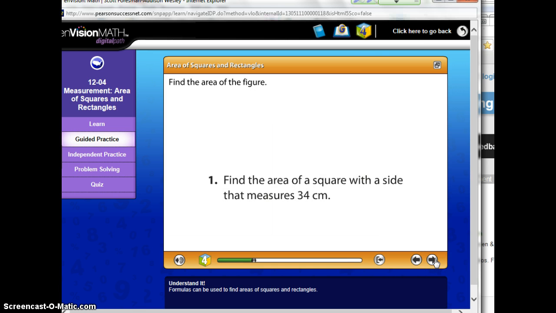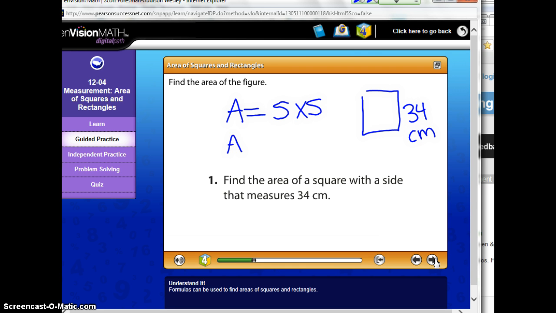Let's find the area of a square. Now, I'm going to draw it just because it helps me. Sorry, it's not perfect. With a side that measures 34 centimeters. Now, if one side's 34, what are the other 3 sides? 34. So grab your iPad, open it to a blank page, and help me find the area of this square, remembering that area of a square means side times side.